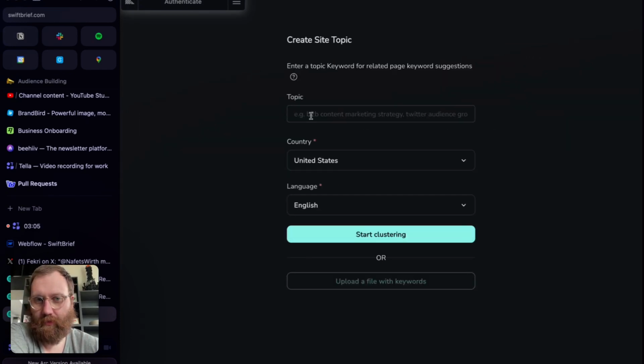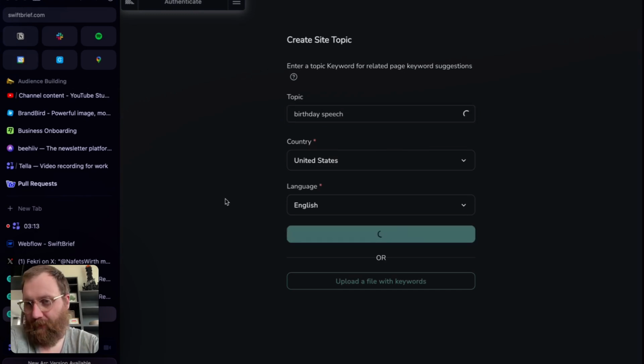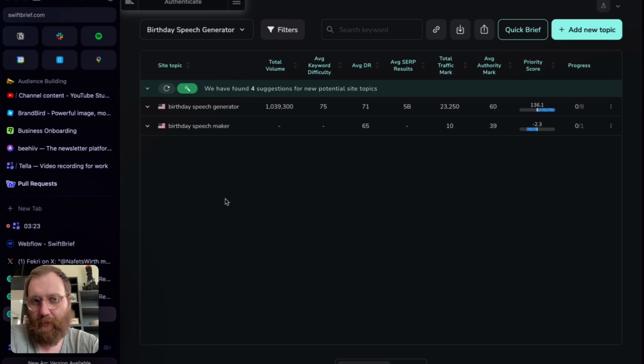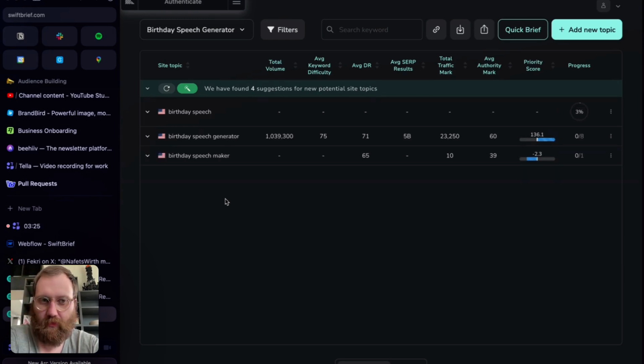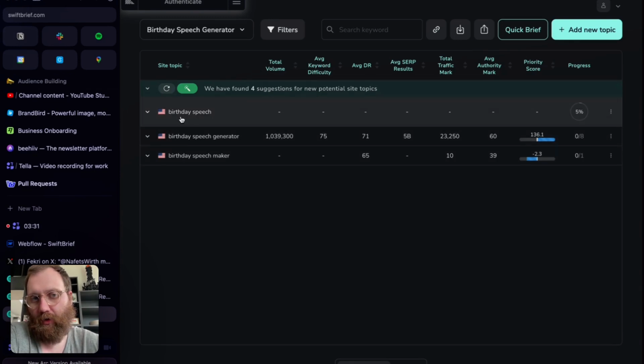Now what we're going to do is look at something like birthday speech, which is more top of the funnel. These are people maybe looking for how to write a birthday speech, how to give a birthday speech, what kind of birthday speeches exist. They might look for birthday speech templates. They might look for funny speeches, so examples. And SwiftBrief will go ahead and pull all this up.